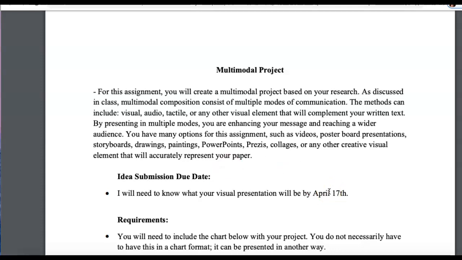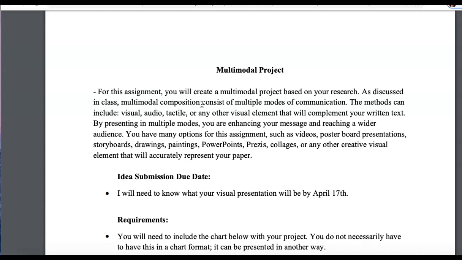As discussed in class, multimodal composition consists of multiple modes of communication. There's a whole area of study centered around multimodal composition, and we really won't have time to get into that in depth anyway. But basically, you're creating a visual based on your research paper. So the methods can include a visual, audio, tactile, or any other element that will complement your written text. By presenting in multiple modes, you're enhancing your message and reaching a wider audience.